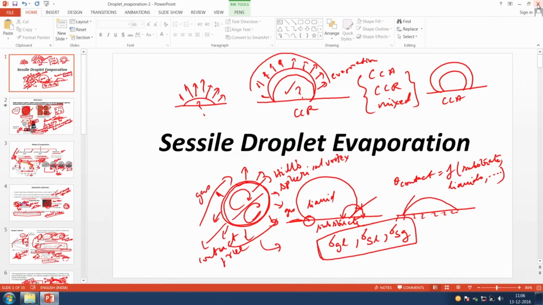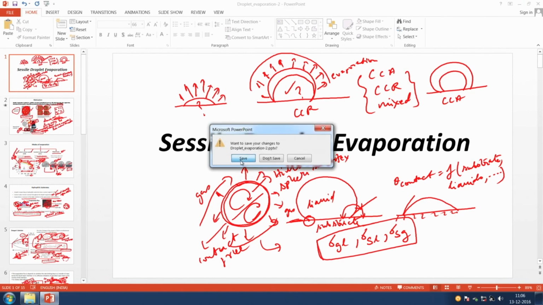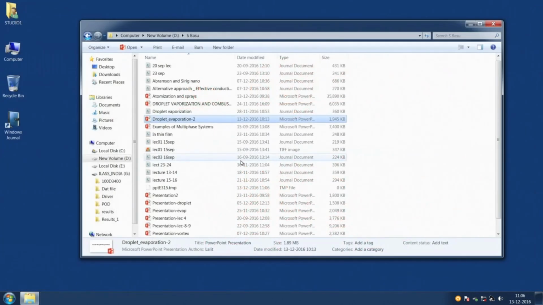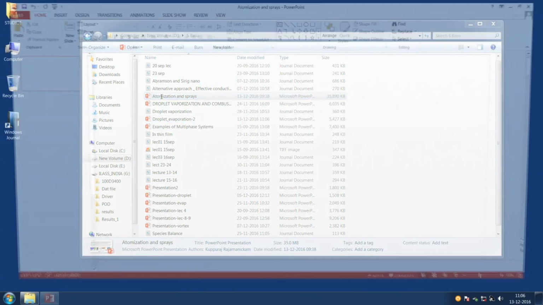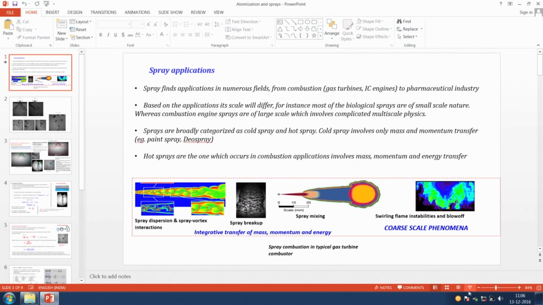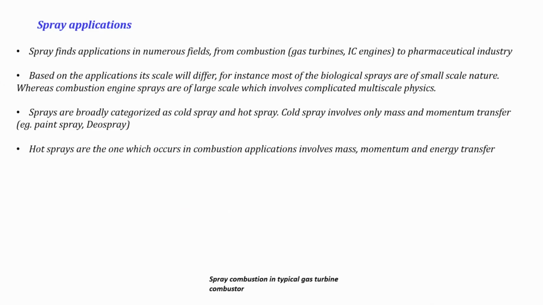So, we have done what we were supposed to do in the case of sessile droplet evaporation. Now, we are going to start one of the important topics in the case of droplets. We are going to look at droplets and how their shapes actually change. This was all evaporation and flow, where we assumed that the droplet shape does not change drastically. It is just the shape change that happens due to evaporation.